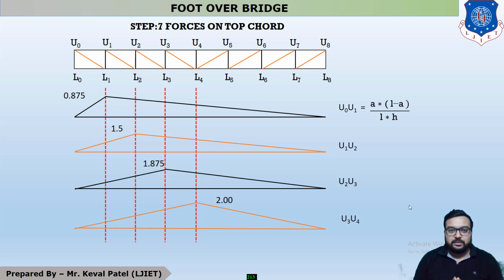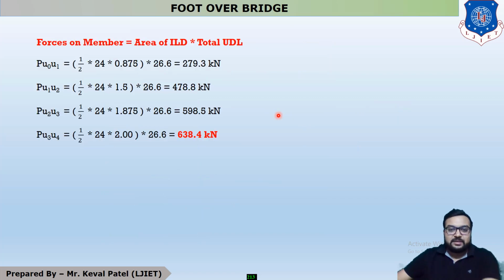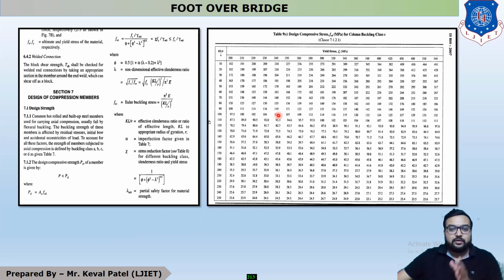Our example number 1, which is the design of N type of truss or N type of foot over bridge. Okay, so students, in the last lecture, we discussed how to find the forces acting on the top chord, and after calculating the forces on the top chord, in the next slide, we are discussing the design of the top chord. And you all know that the design of the top chord is as a compression member.